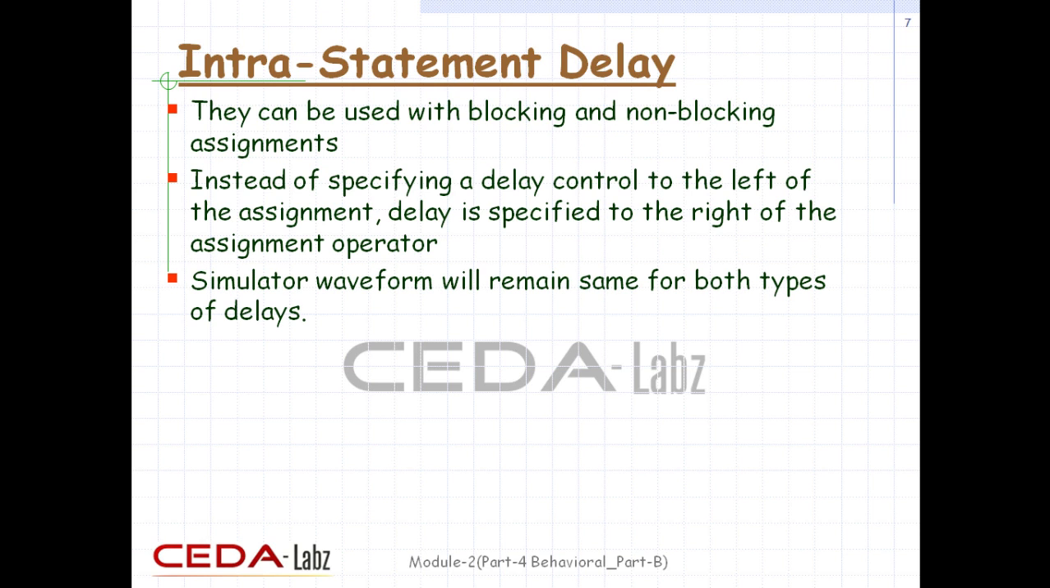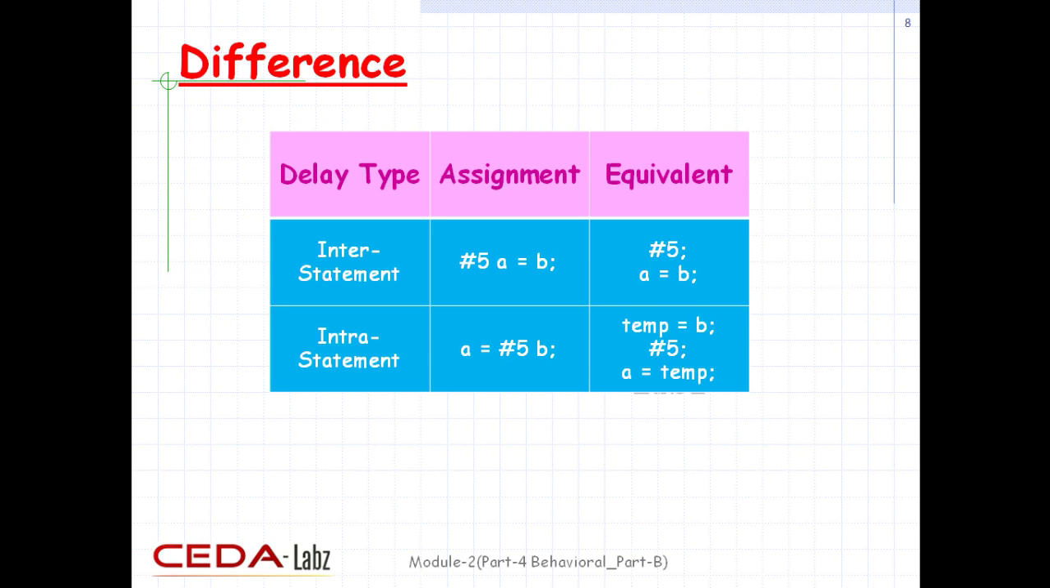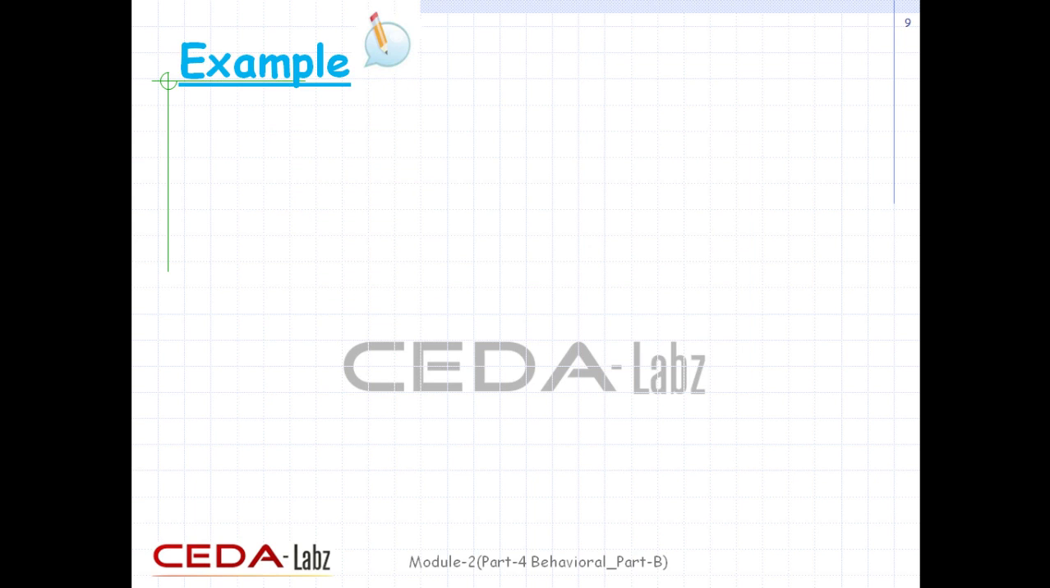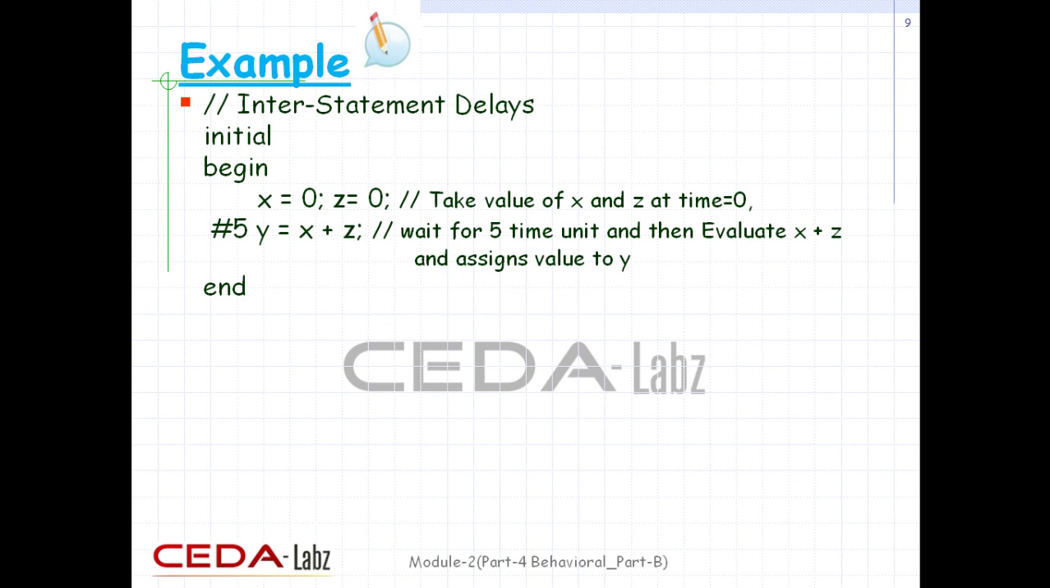Simulator waveform will remain the same for both types of delay. Intra-statement delay is not ignored by the synthesis tool. Here is a simple example showing the difference between the two. In the first one, after a delay of 5 time units A gets its value as B, whereas in intra-statement delay, first the RHS variable, B, is stored in a temporary variable, temp, and after a delay of 5 time units it gets assigned to A. Here is an example of inter-statement delay.